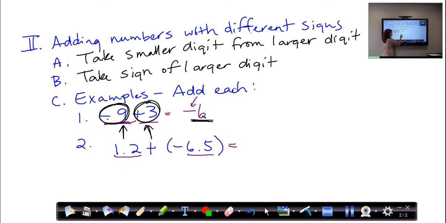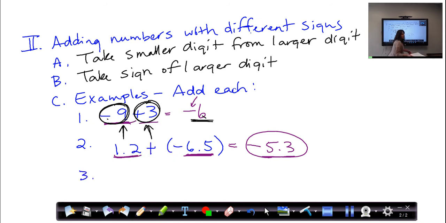So in other words, I'm going to have some of these left over. That indicates that my answer is going to be negative. When I take the 1.2 and cancel out some of these, the number that's left is going to be 5.3. And that goes along with the rule that says take the smaller digit from the larger digit, totally ignoring the signs. So if I ignore the signs that these are positive and negative, and I take this 1.2 away from the 6.5, sure enough, that leaves me with a 5.3. And then I take the sign of the larger digit. Well, the 6.5 is bigger, its sign is negative, so that's how we come up with a negative 5.3 for our answer.